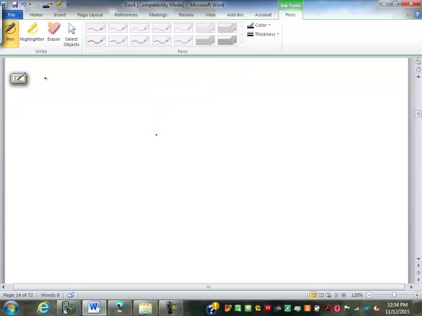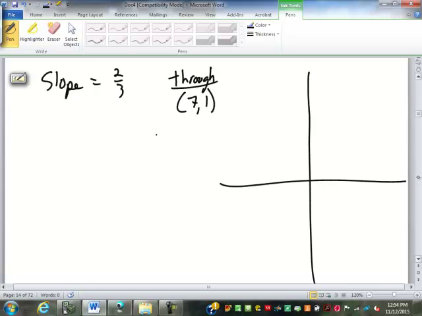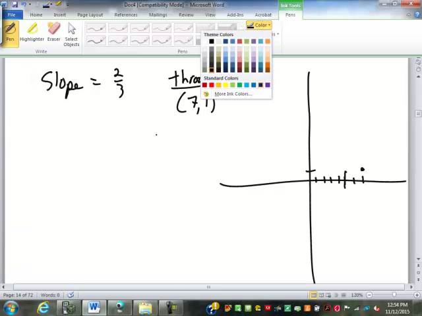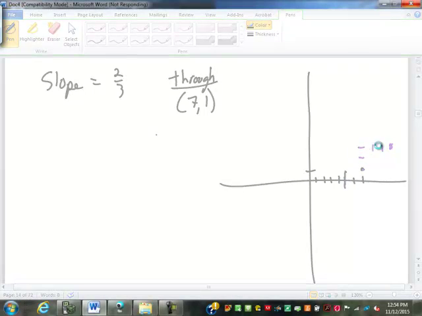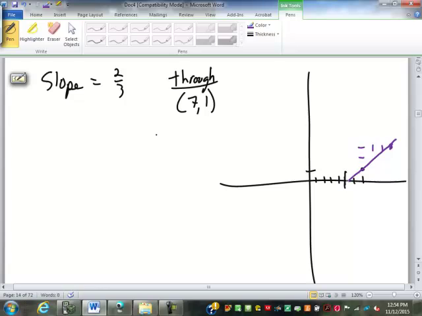What if I told you that we have a line with a slope of 2/3 and it goes through the point (7, 1)? Could you graph that line? Sure can. 1, 2, 3, 4, 5, 6, 7, 1. It goes through that point, and from that point it goes up 2 over 3, right? So there's our line right there. That's easy enough.